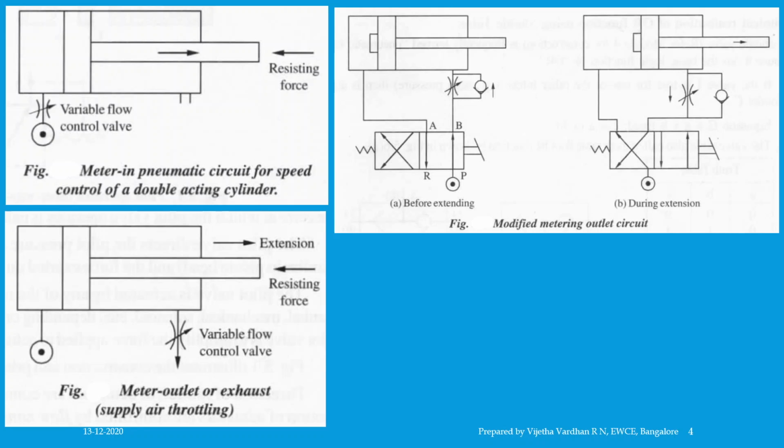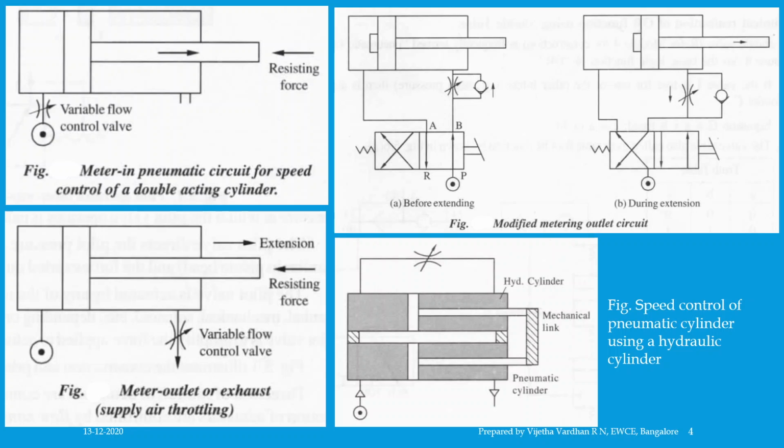Coming to the last type, or the concept that is called using a hydraulic cylinder. The metering in, metering outlet and modified metering outlet methods of controlling the speed of a cylinder will function satisfactorily as long as the load and the line pressure remain constant. More precise speed control can be achieved, particularly for fluctuation in load or line pressure, using surge damping in the system. This would normally demand an oversized system with a surge tank in the circuit. For greater accuracy of speed control, a hydraulic check valve may be employed.